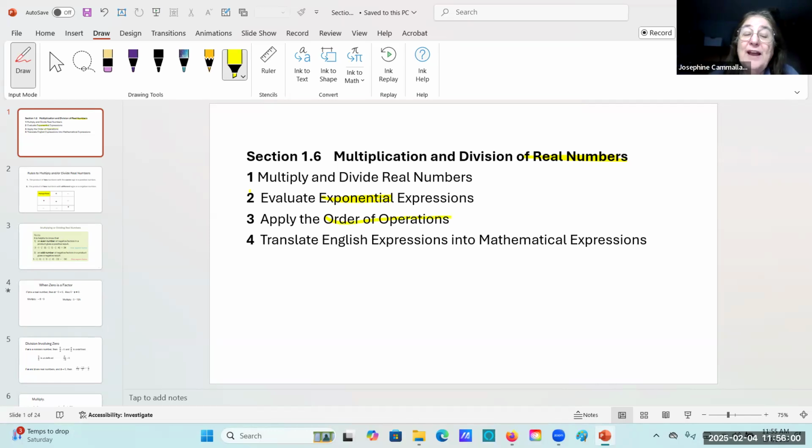Then we're going to do order of operations, and hopefully you have your translation sheet that I gave you in the last section printed out and ready to use. Now, the nice thing about multiply and divide is that they are very specific rules. But you got to know that you're multiplying and dividing.